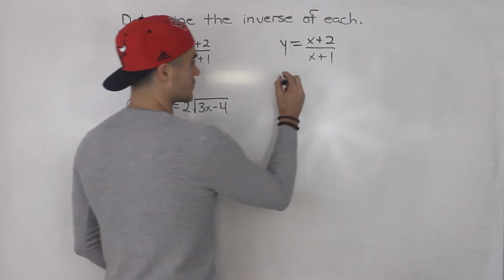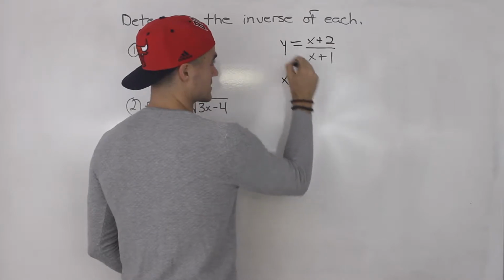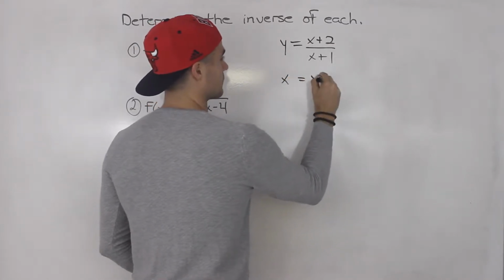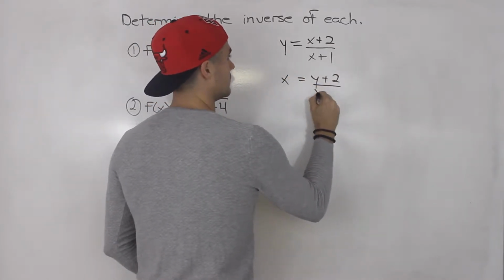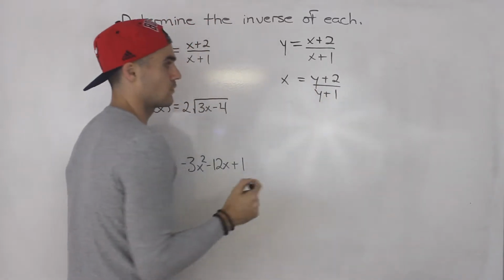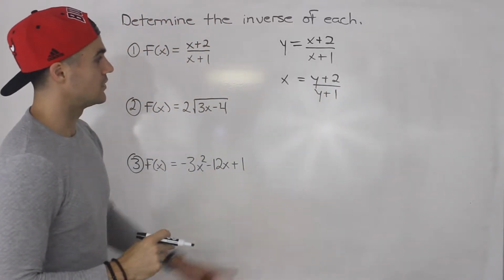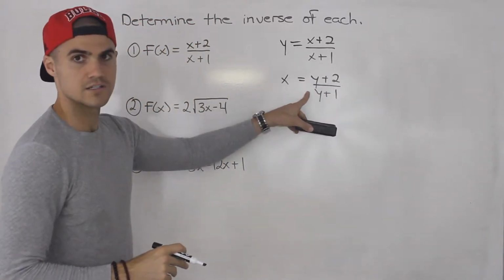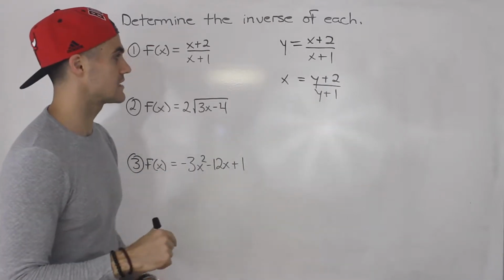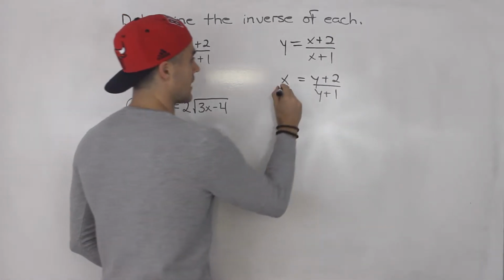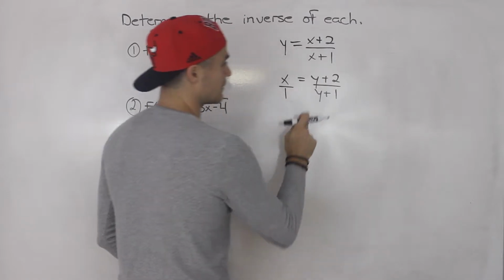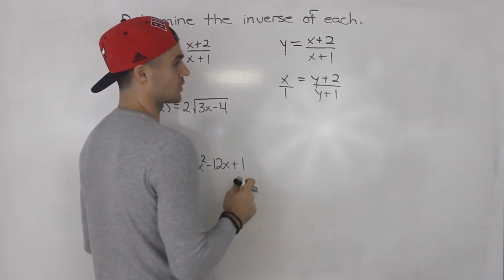So with an inverse, what you do, switch the x and y's. And then, as you know, you isolate for the y, and that's going to be the inverse. But notice that there's two y's here to deal with. There's not only one to isolate for. So how can we do that? How can we isolate for y if there are two y variables to work with?